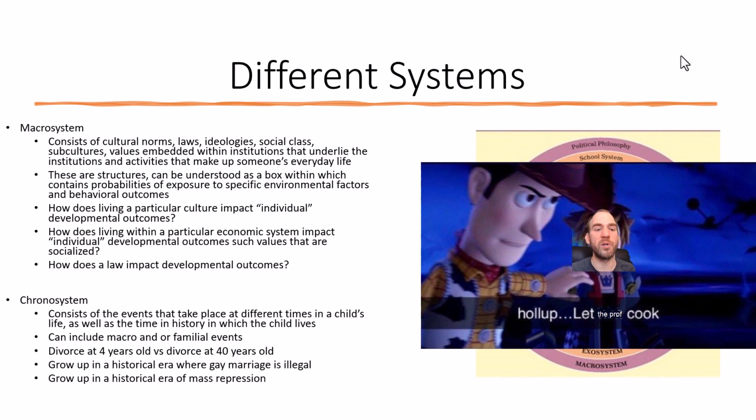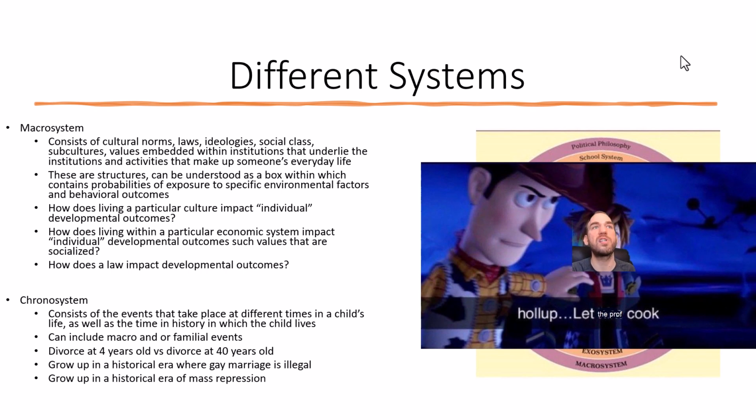And then finally, the chronosystem, which consists of events that take place at different times in a child's life, as well as the time in history in which the child lives. This can include macro or family events. So divorce at 4 years old versus divorce at 40 years old, growing up in a historical era where gay marriage is illegal, growing up in a historical era of mass repression. So the idea here is two concepts. One, when an event takes place in a child's life matters.